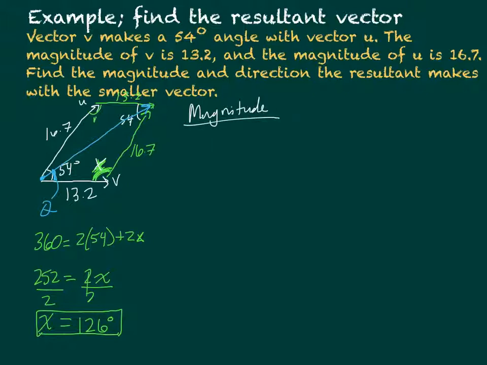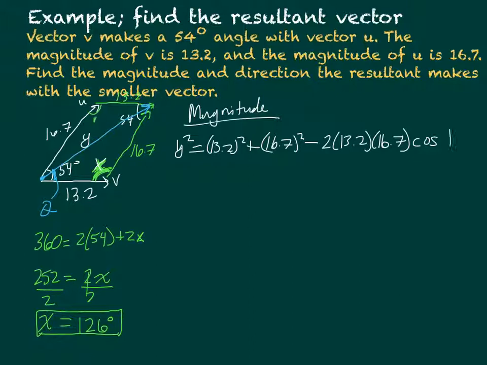In this case, we do not have a right triangle, so we have to use our law of cosines. So refer back to your law of cosines, which says that one of your lengths, so we'll call it y, y squared equals your other side length squared plus the last side length, 16.7 squared, minus 2 times 13.2 times 16.7 times cosine of the included angle, which we just figured out to be 126. That's our law of cosines.